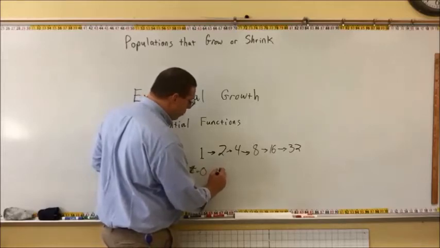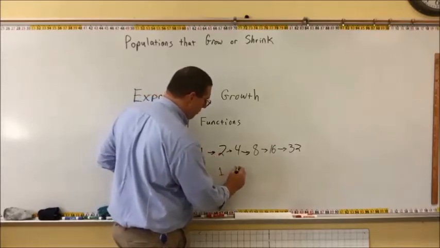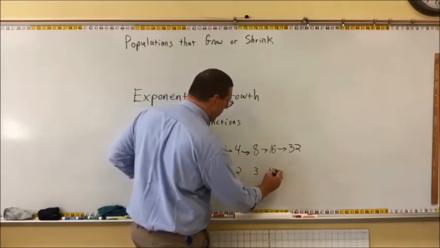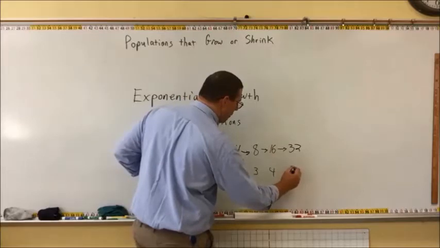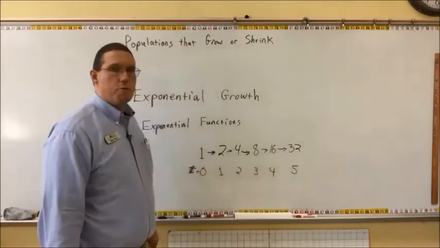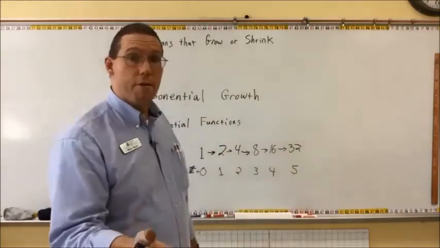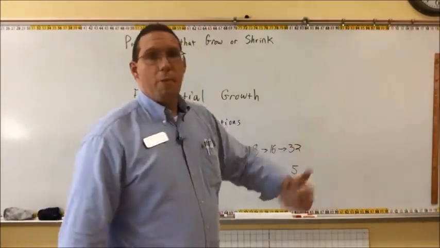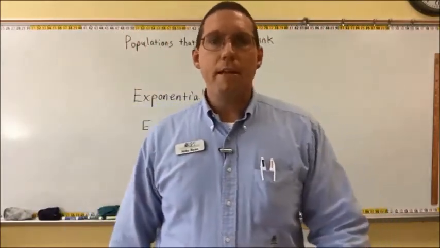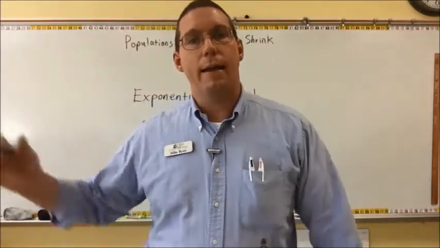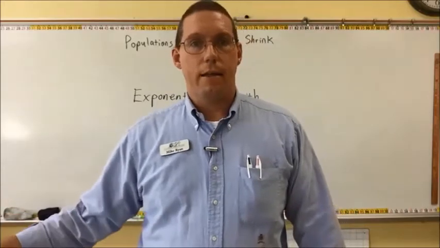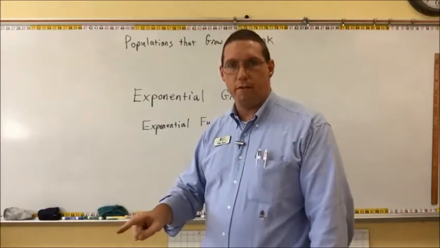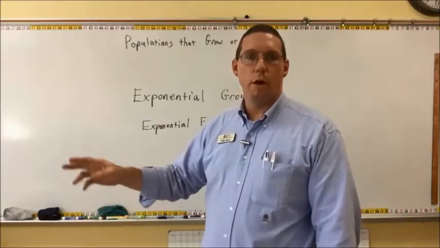Then after 1 day, there's 2 zombies. After 2 days, there's 4 zombies. After 3 days, there's 8 zombies. After 4 days, there's 16. And after 5 days, there's 32 zombies. And the idea here is that the number of zombies that we have today is based on how many zombies we had yesterday. That is what we call exponential growth. Exponential growth is growth that is based off of how much the population was before.